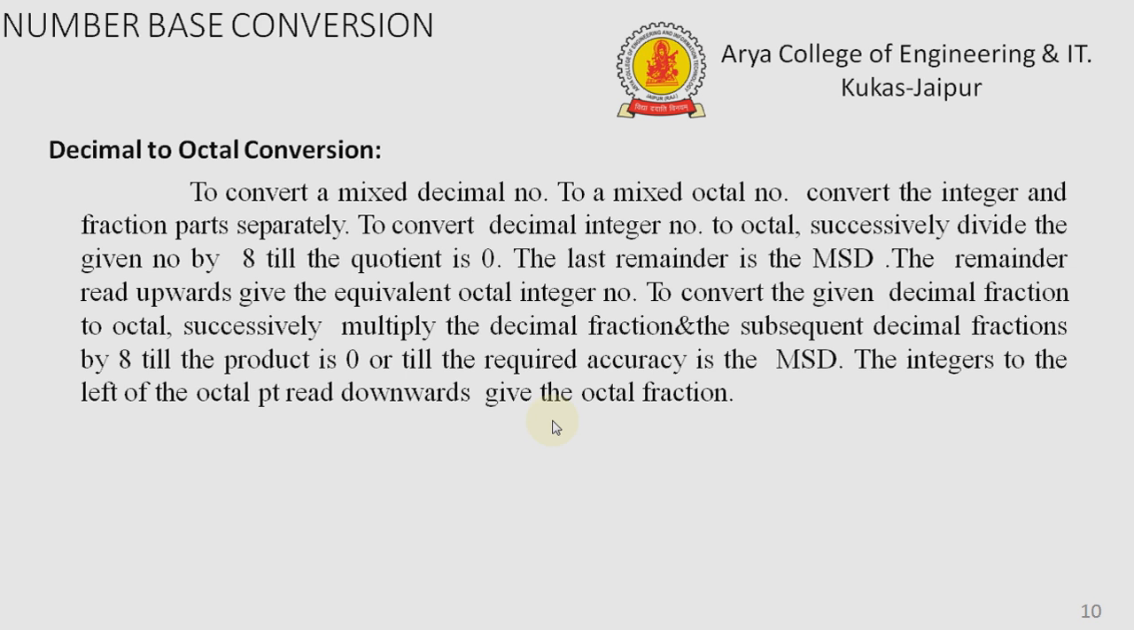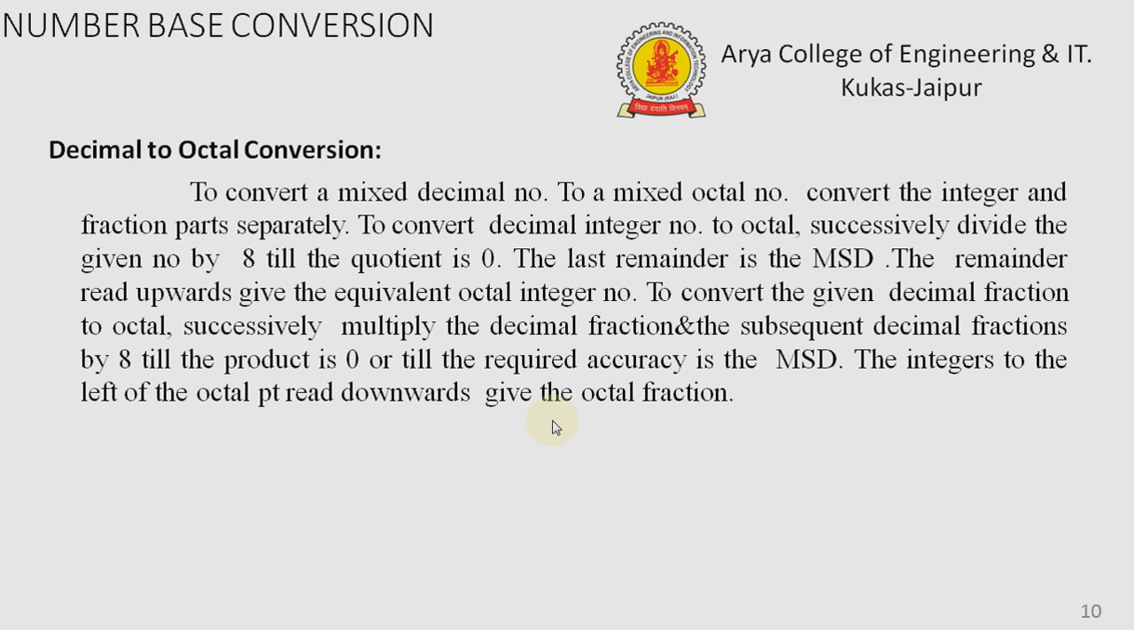Now decimal to octal conversion. To convert a mixed number to a mixed octal number, convert the integer and fraction parts separately. So we have to handle the values before the decimal point and after the decimal point. To convert a decimal integer number to octal, successively divide the given number by 8 till the quotient is 0, and the last remainder is the MSD, and the remainders read upwards give the equivalent octal integer number.